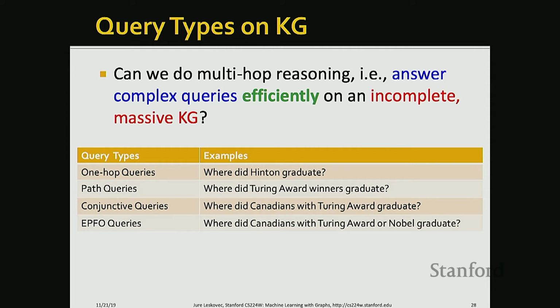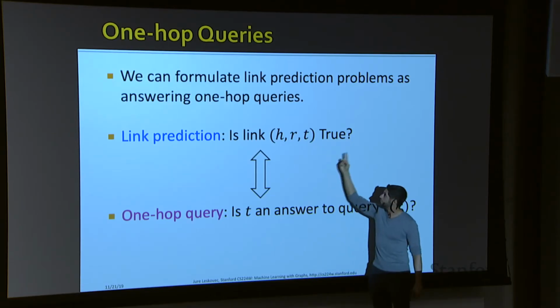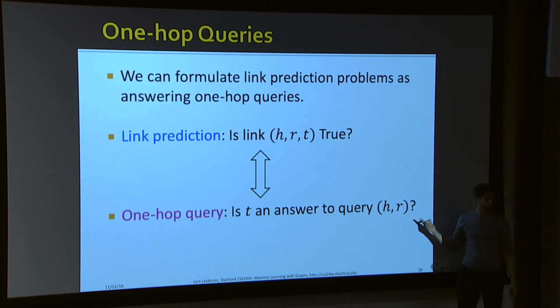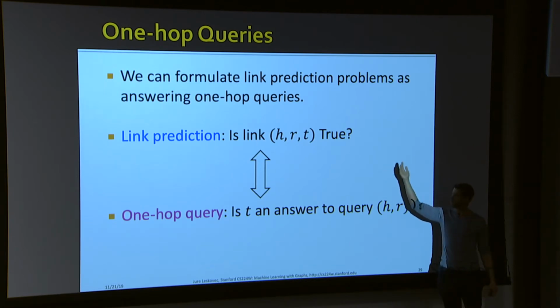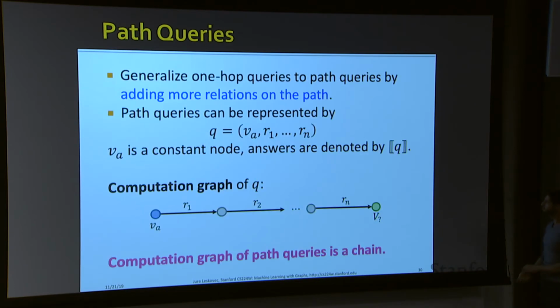Great question, thanks. Okay, so let's start with the one-hop queries. One-hop queries are the easiest possible query that we can try to answer, and we can formulate them as a link prediction problem, okay? So what we were talking about before, when we asked whether this h, r, t link is true, is the same as asking whether t is a good answer for the query h, r. Because we go from this head entity, apply the relation, and then check whether t is a right answer or not. And that's the same as asking whether that edge is present in the knowledge graph or not, okay? So that's the one-hop query.